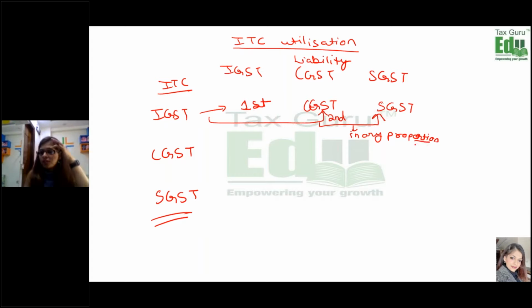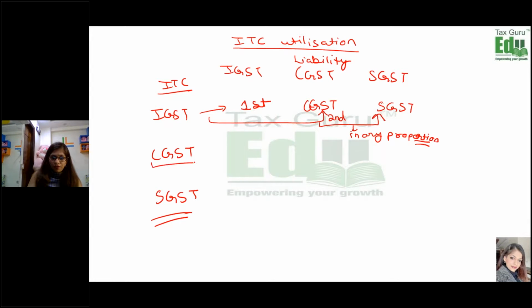See, these are logical decisions people take at that point only, based on what CGST and SGST ITC is available with me. Accordingly, I utilize IGST in CGST or SGST. Any ratio, any proportion: 50-40, 30-70, 10-10, 0-100, 100-0, anything.